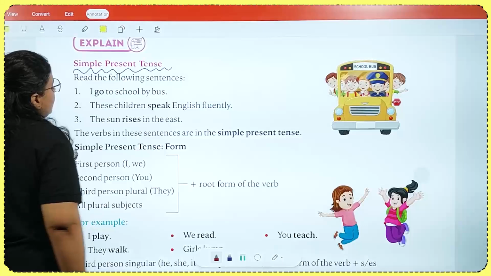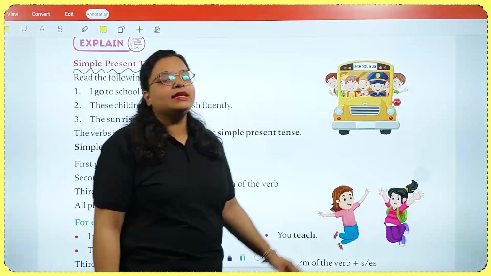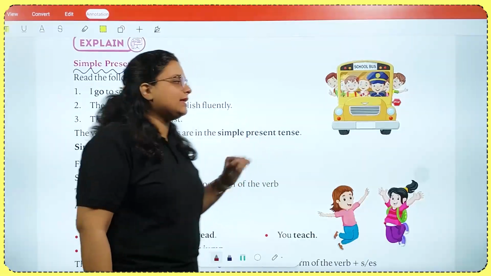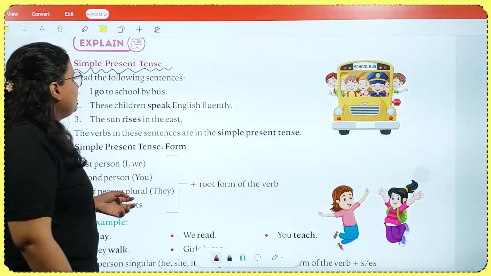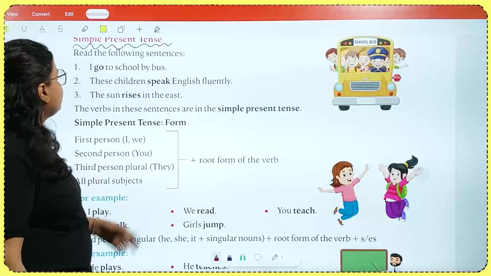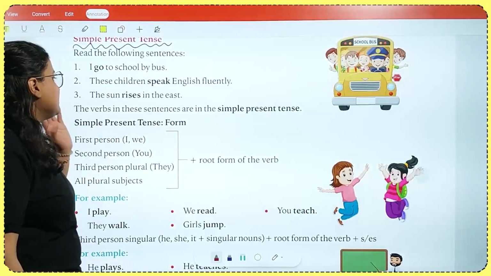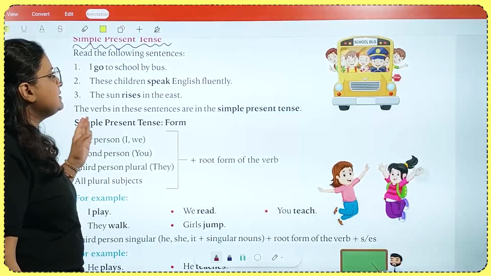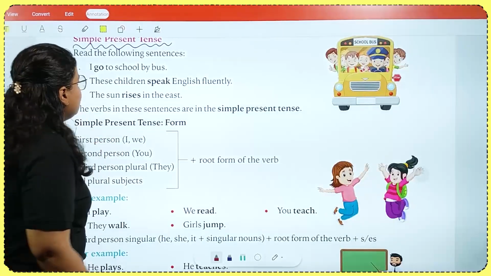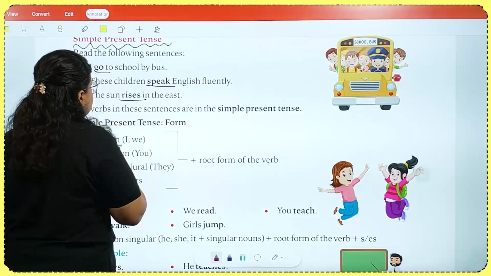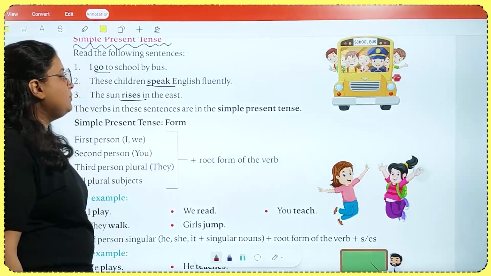When we are talking about something which is happening in the present at the moment, okay, that is simple present tense. I go to school by bus. These children speak English fluently. The sun rises in the east. The verbs in these sentences are simple present tense. The words go, speak, rises are all simple present tense.